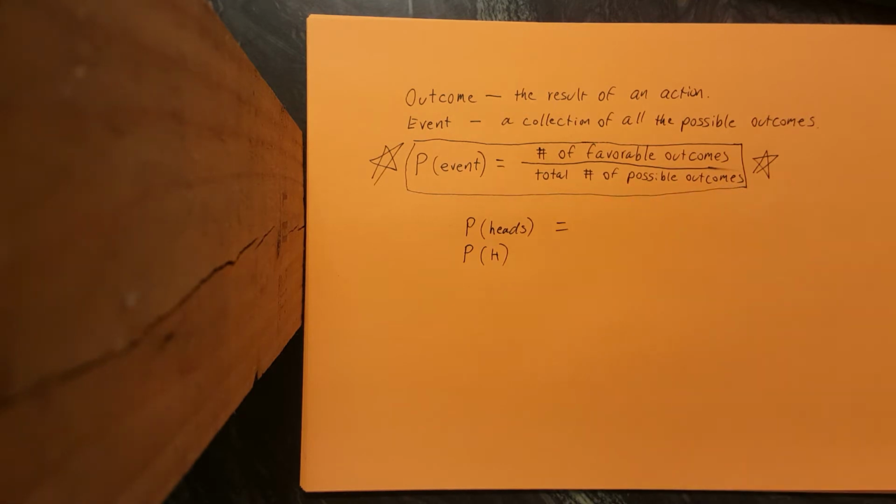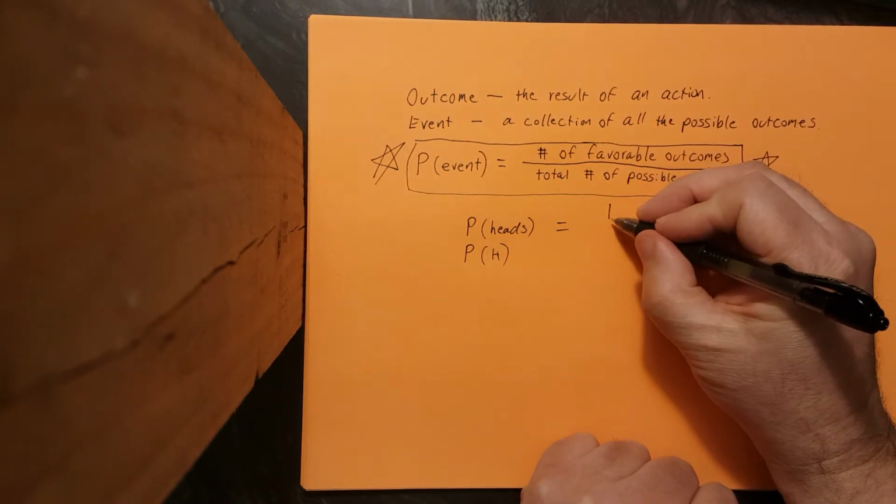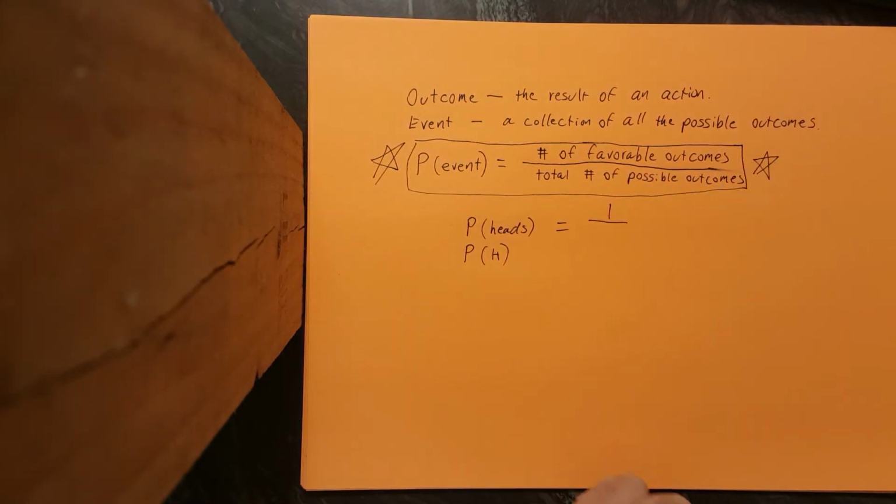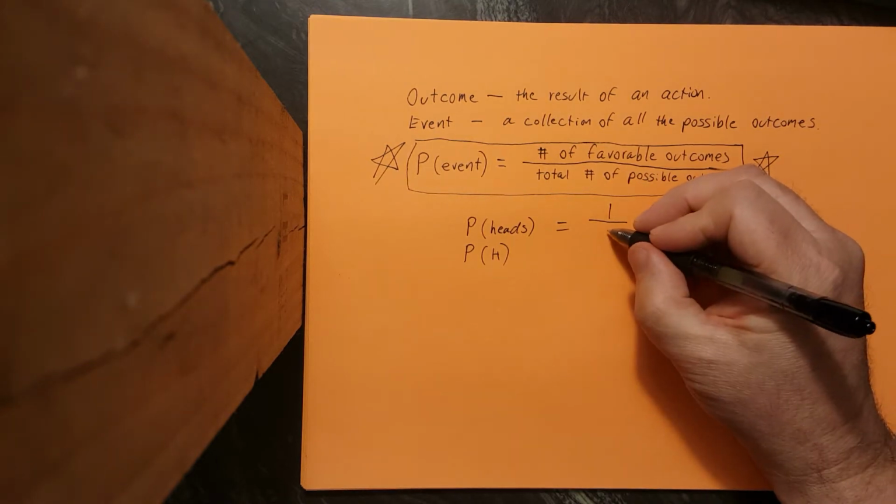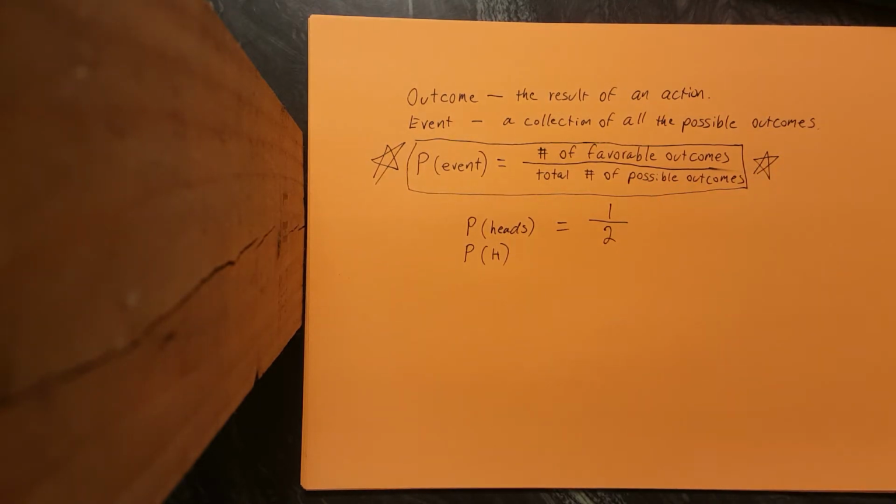Either way, the total number of favorable outcomes is just heads. That's just one favorable outcome. The total number of possible outcomes is heads and tails, which makes 2. So the probability of getting heads is 1/2.